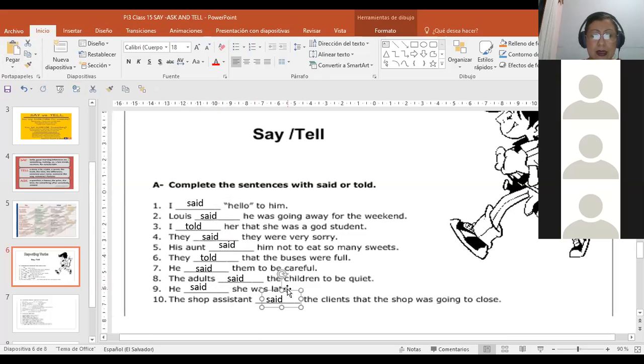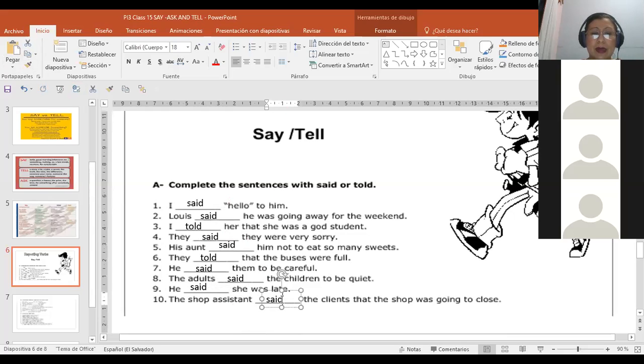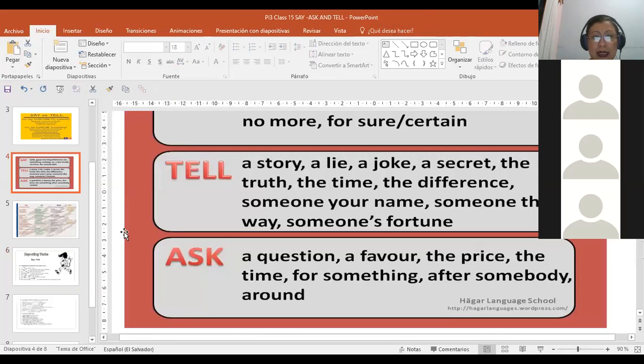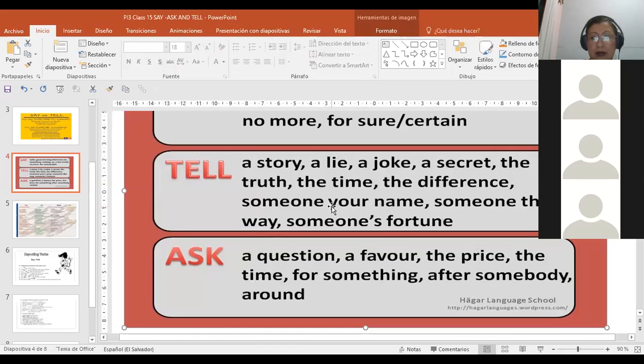Okay. The shop assistant said or told the clients that the shop was going to close. Told. Okay. The shop assistant told the clients that the shop was going to close, okay? Okay, let's see. Let's compare.